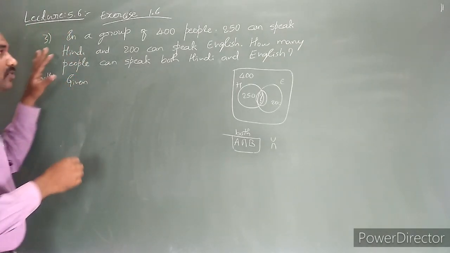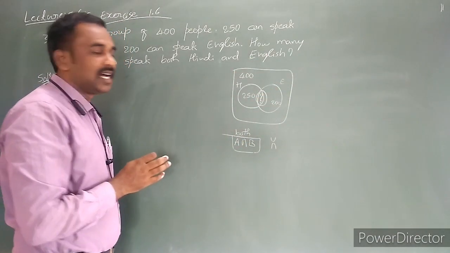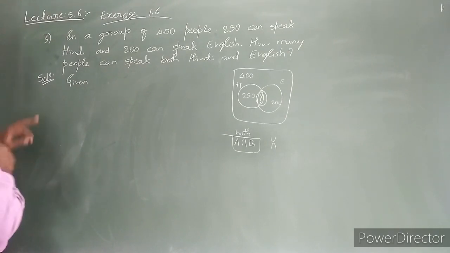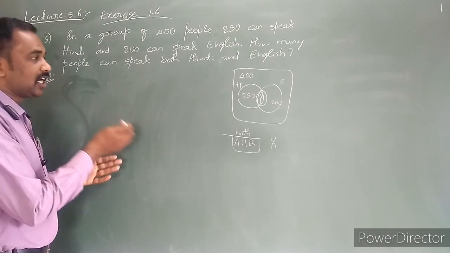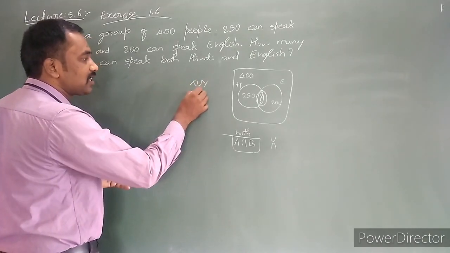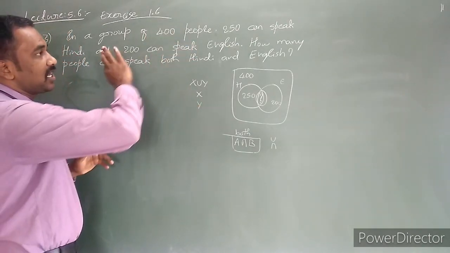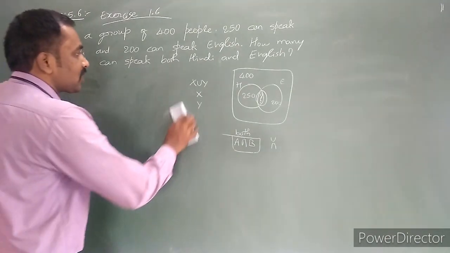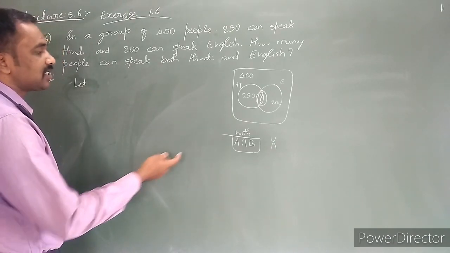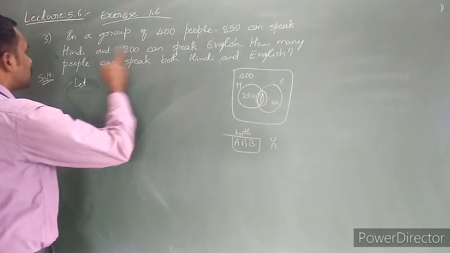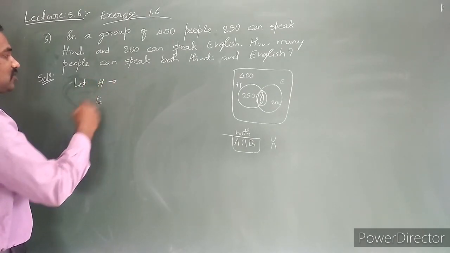First of all, read the question very carefully. Try to understand. This is not necessary, just for your understanding purpose, I have written it anyway. Given thing: first of all, I am just taking the sets. They have not mentioned any set. In the previous problem, they gave the number of elements in X union Y, the number of elements in X, and the number of elements in Y. But here they have given words. We need to write the sets. So let me take the set H and the set E.